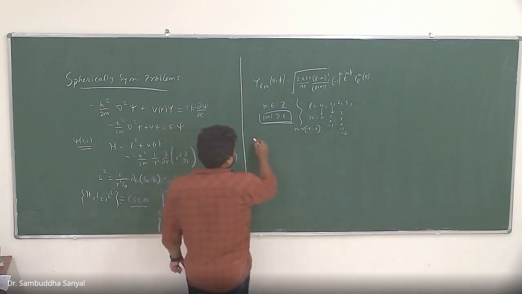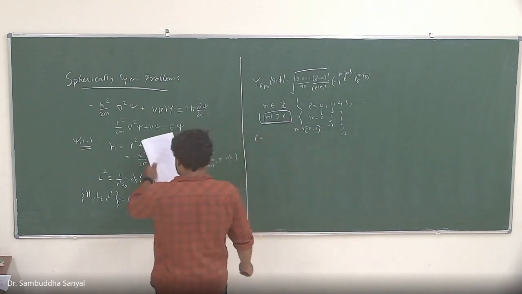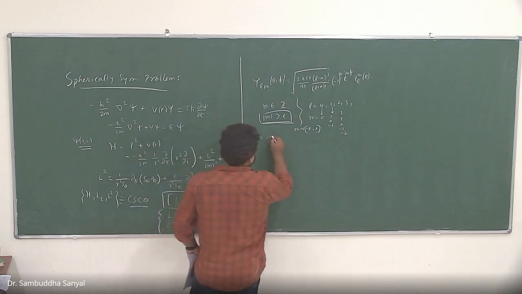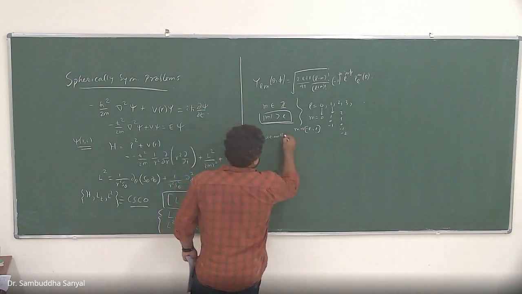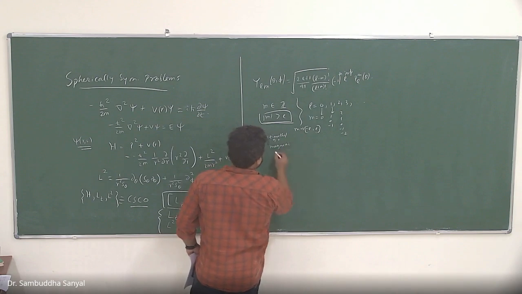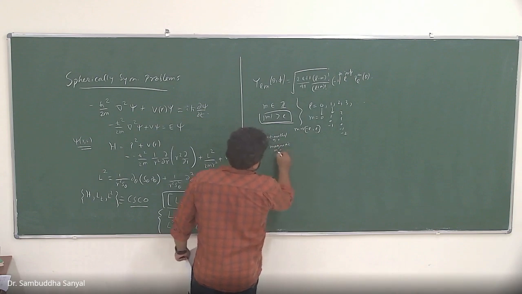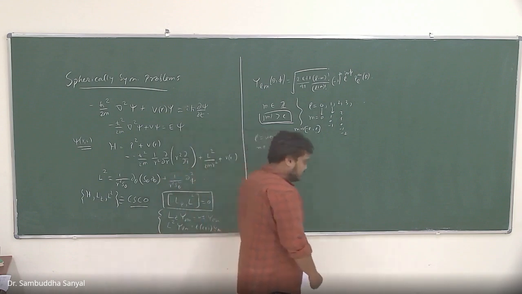For historical reasons, this L is called the azimuthal quantum number. M, what was M called? The magnetic quantum number. There is no spin yet. I will talk about spin later, but there are just these things.